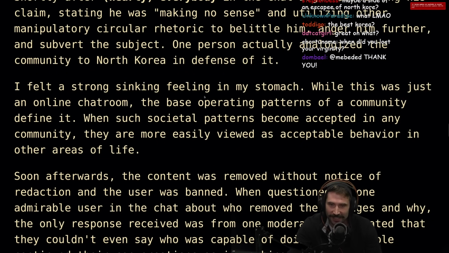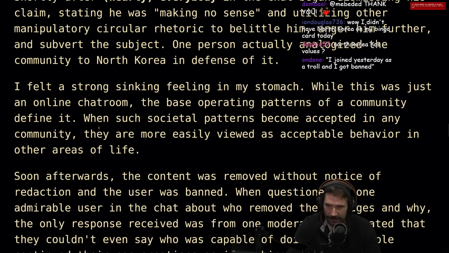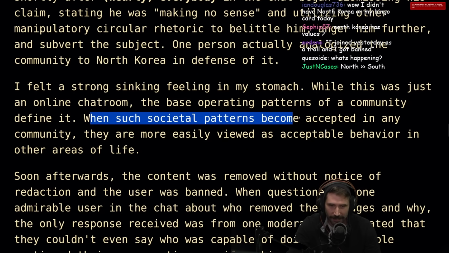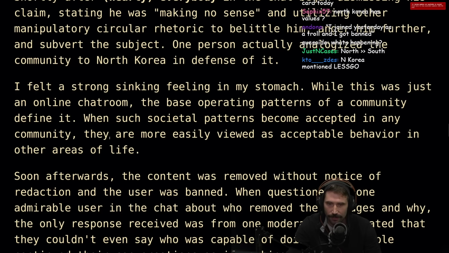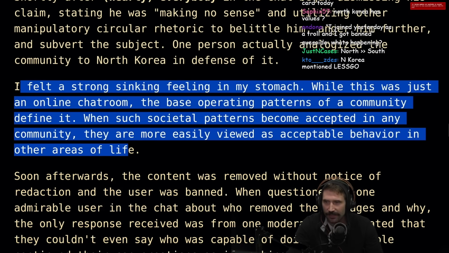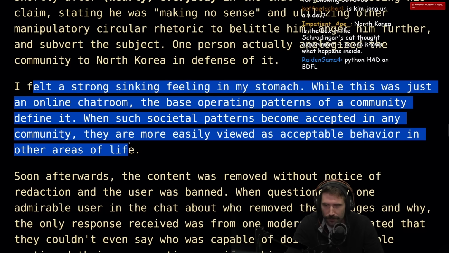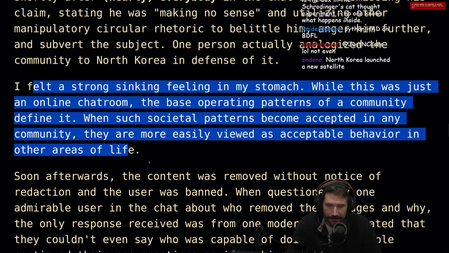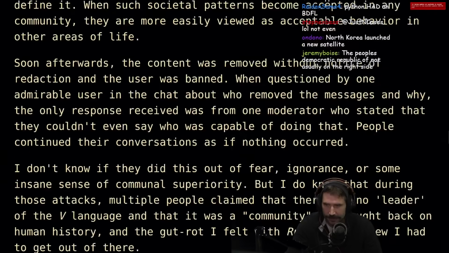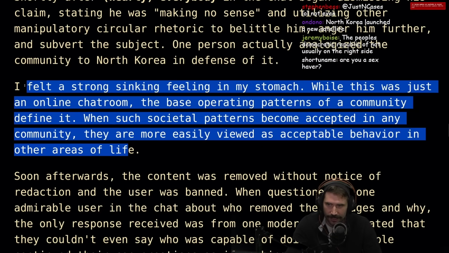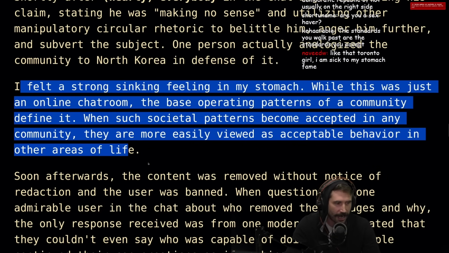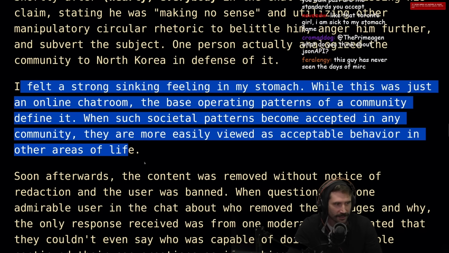I felt a strong sinking feeling in my stomach. While this is just an online chat room, the base operating patterns of a community define it. When such societal patterns become accepted in any community, they are more easily viewed as acceptable behavior in other areas of life. Yeah, this is your typical slippery slope fallacy, but it's a fair critique, right? If you feel like you can act one way online, it's inevitably going to slowly bleed into your real life. But this is classic, like classic Jesus right here. Out of the heart, the mouth speaks, right?